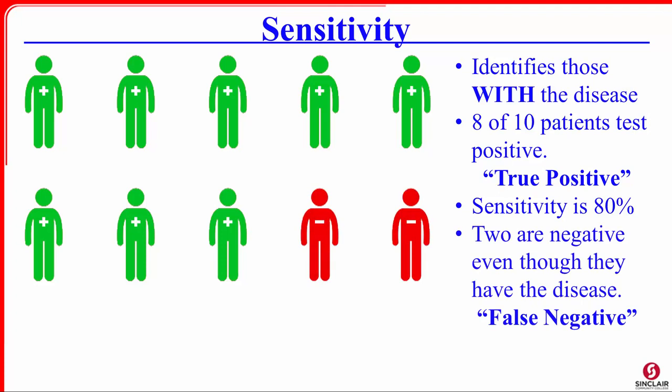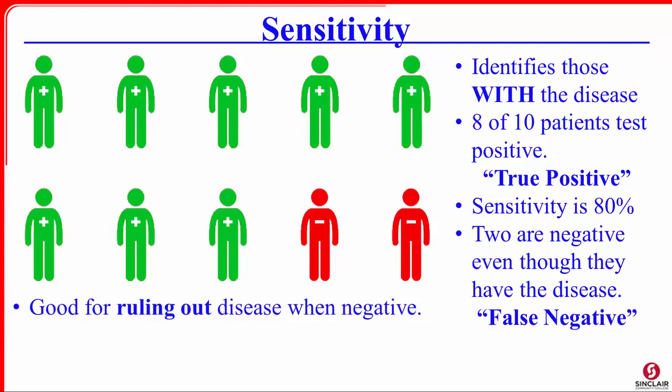2 of those patients, however, are going to be negative, even though they have that rotator cuff tear. And those are called false negatives because they have the disease and the test was negative. So a test that is highly sensitive is good for ruling out a disease when the test is negative. So if I have a test that is, let's say, 95% sensitive, if that test is negative, I know with a 95% assurance that I've ruled out that disease.